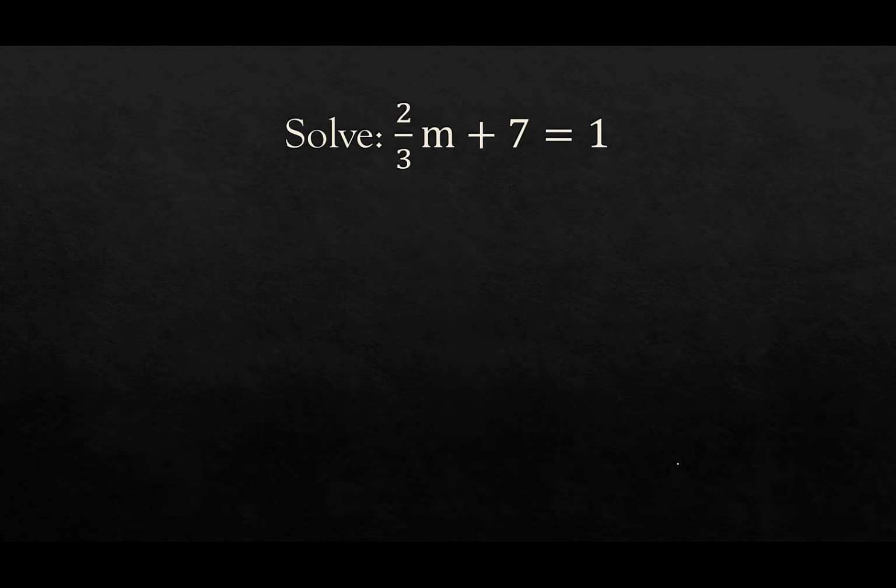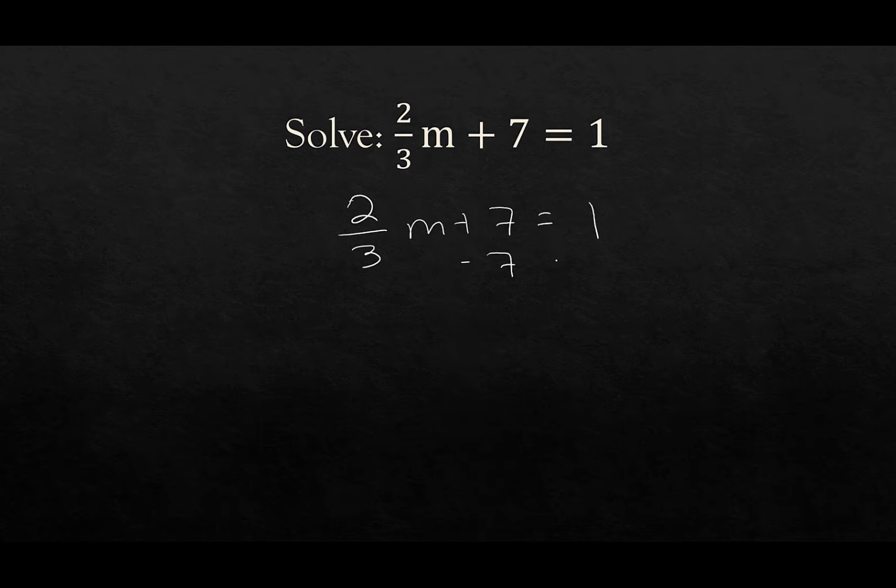This one also has a fraction. I have 2/3 of m plus 7 is equal to 1. Now, you have 2 choices right now of what you want to do first. Do you want to clear the fraction, or do you first want to combine the 7 and the 1? And I think it might be easier to go ahead and put that 7 and the 1 together to have one less thing to deal with.